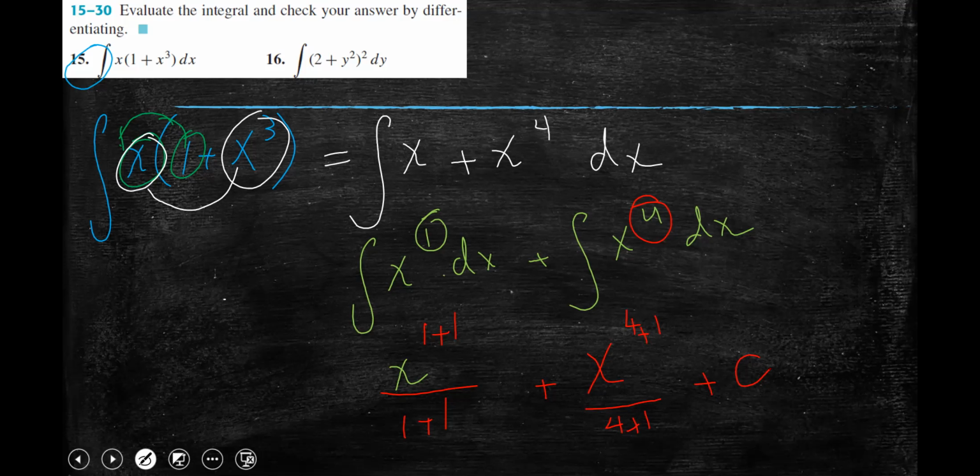Is it clear? Miss, can you write the final answer? Half x squared plus 1 over 5 x to the power 5 plus c. Teacher, why do we have x squared? Here 1 plus 1 is 2. Yes, teacher. Okay.